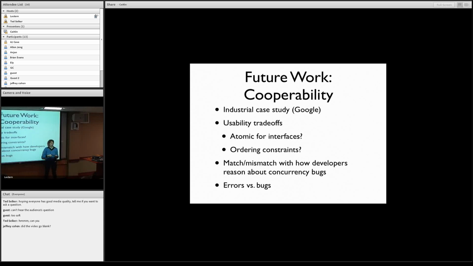Do you want to have ordering between these yield points? Is that really what's going on when you end up with ordering violations in code? So what are the usability trade-offs in these different lightweight annotations for concurrent code? And what kind of annotations are best suited to developer practice?